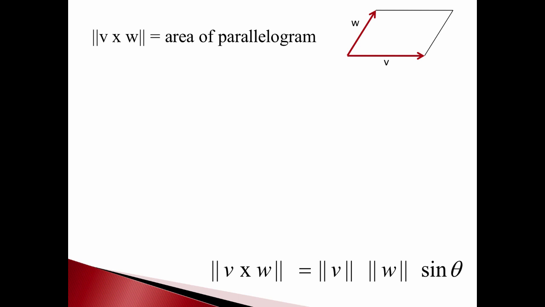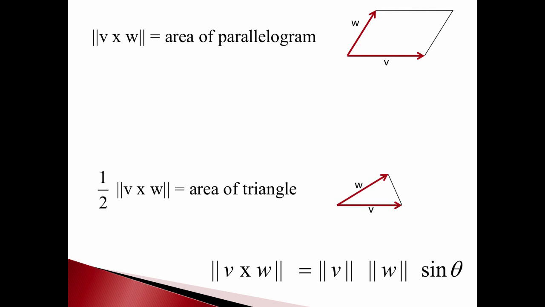So in this picture, the base would be the length of v. The height would be, well, the length of w times sine of theta, right, would give us the height. If you just made a triangle out of v and w, that'd be half of a parallelogram. So the area of that triangle would be half of the norm of v cross w.